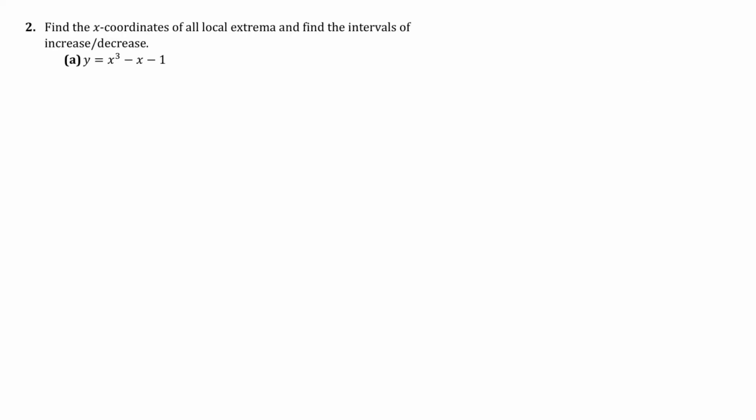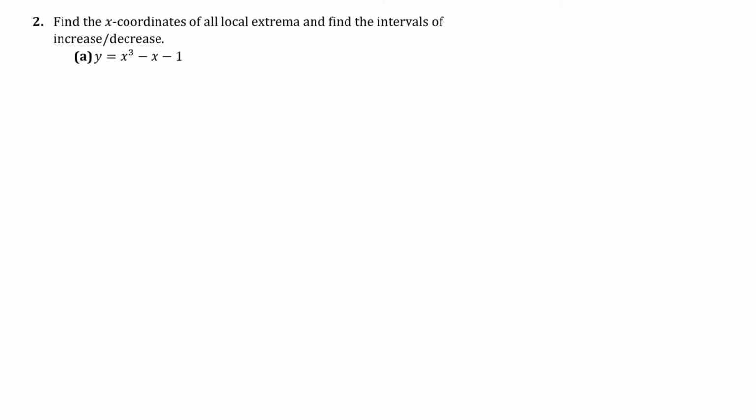Moving on to 2 in general. So this one says find the x coordinates of all local extrema and find the intervals of increase/decrease. So we don't have to actually find the coordinate point for this one, just the x coordinate. And then we need to declare whether it's a max or a min and do the increasing decreasing thing. So for these problems, you're finding the first derivative, finding the critical values, making a sign chart.